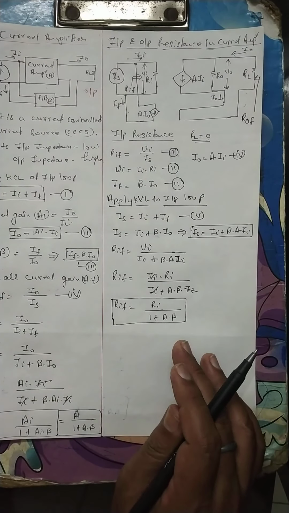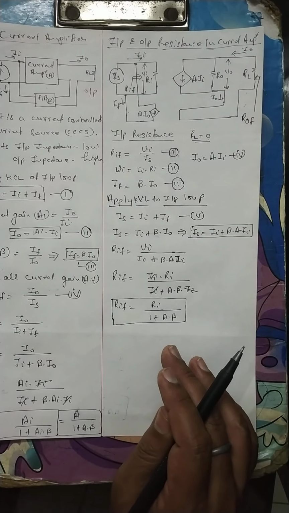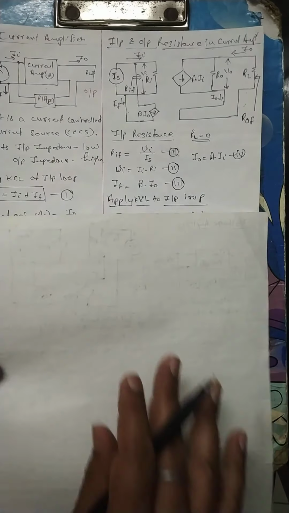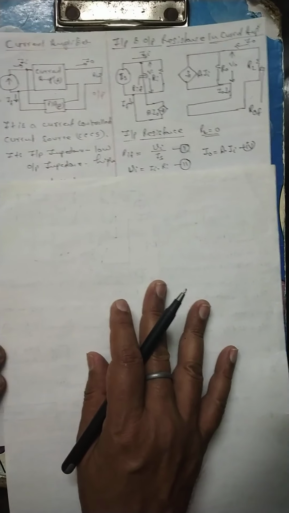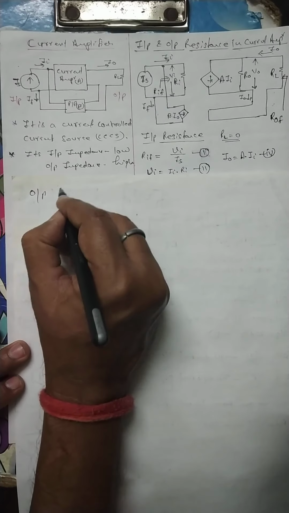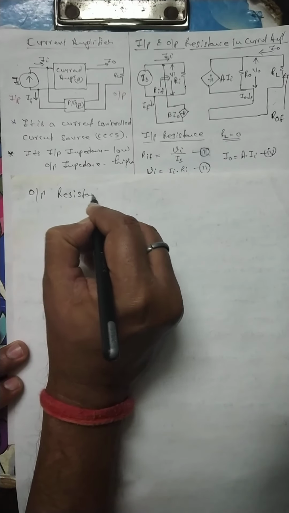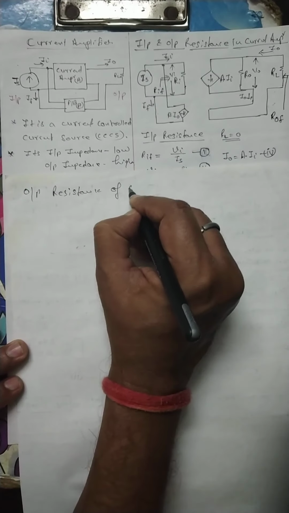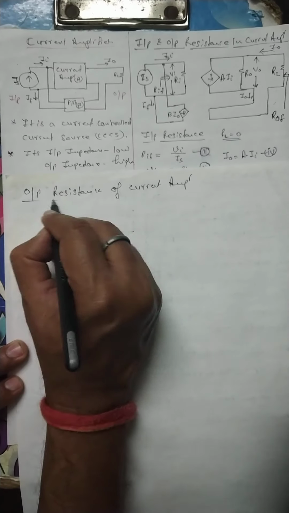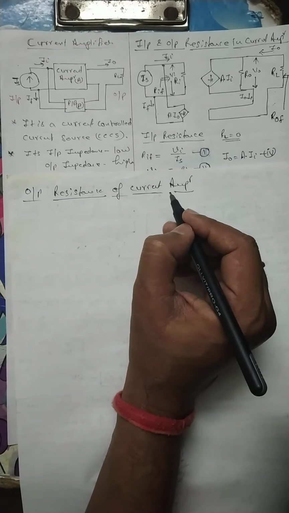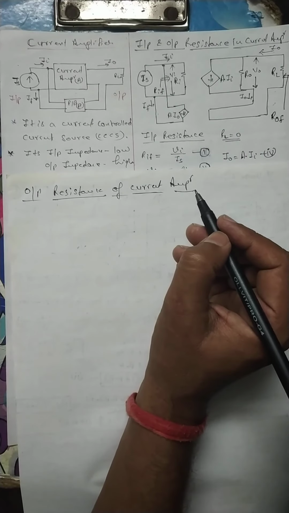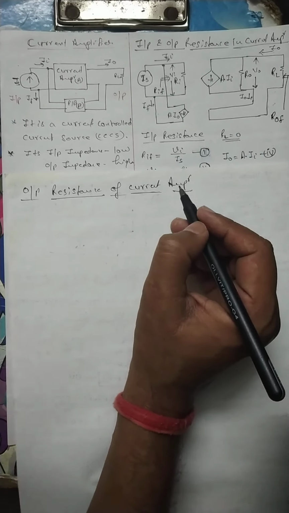Now we come to the next point, that is the output resistance with feedback. Up till now we had calculated the input resistance, now we are calculating the output resistance of the current amplifier. So the output resistance can be calculated by putting Is equal to 0.